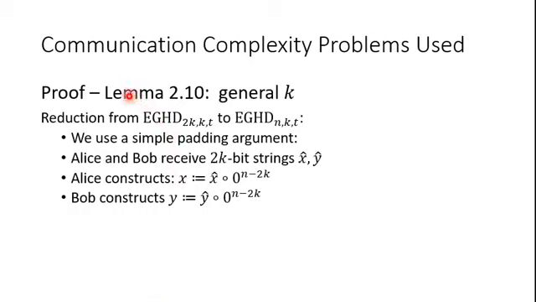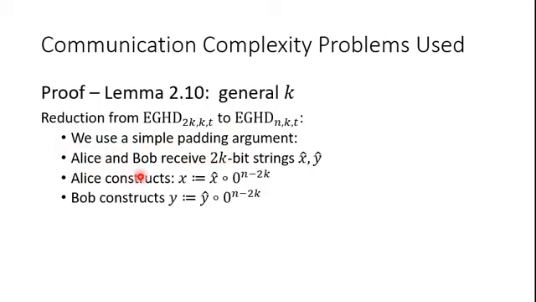So now we can move on to the general k. Previously we saw k being equal to n divided by 2, so it's very simple to extend this to a general k that is less than n divided by 2, simply by doing a reduction from the extended gap Hamming distance with 2k and k, t to the extended gap Hamming distance with n, k, and t. What we'll do is we'll use a simple padding argument.